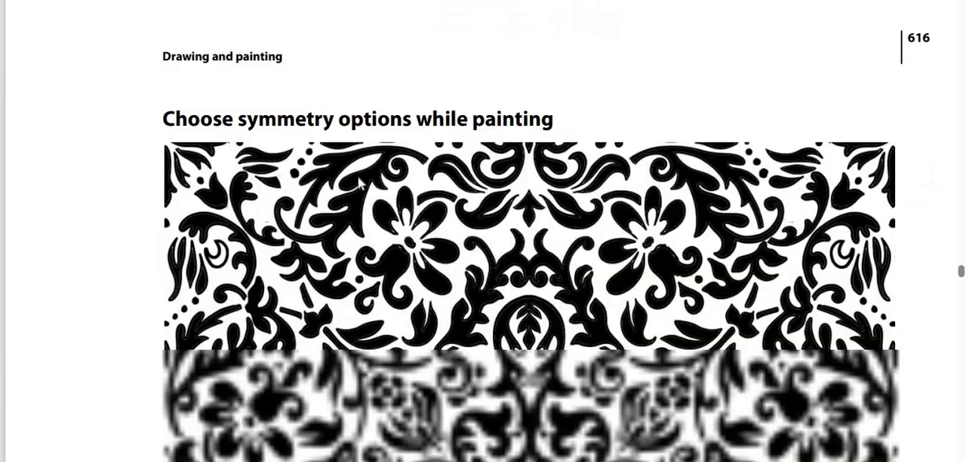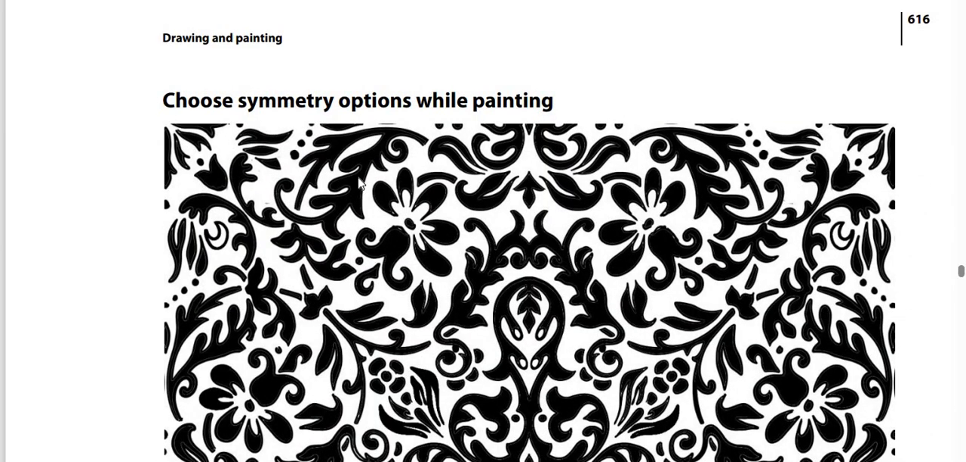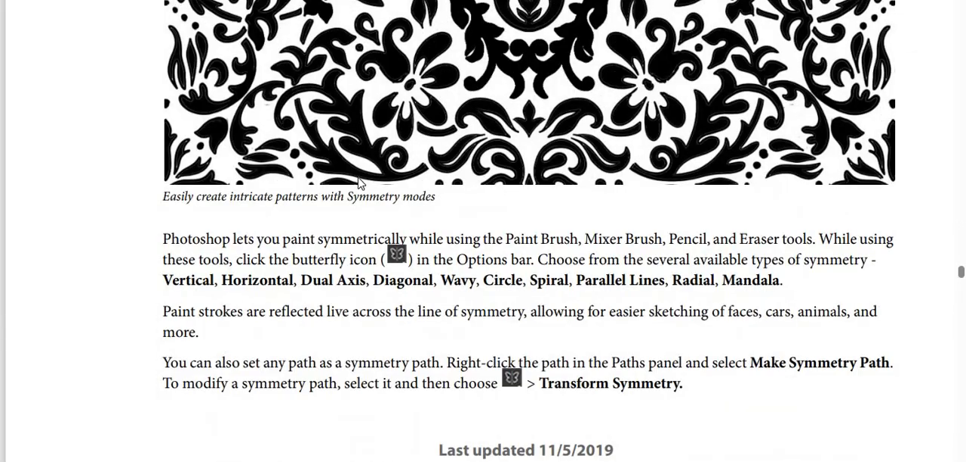Drawing and painting. So what about drawing and painting in Photoshop? Paint symmetrical patterns. You can choose symmetry options while painting and easily create intricate patterns with symmetry modes.